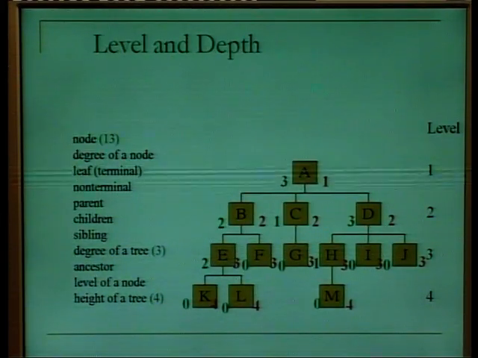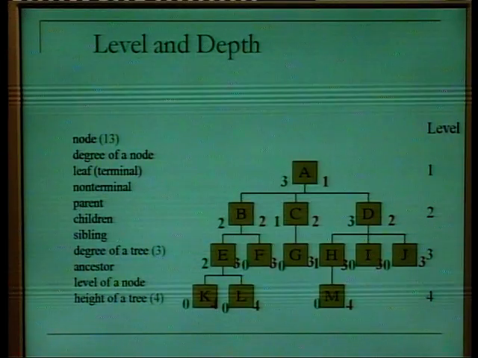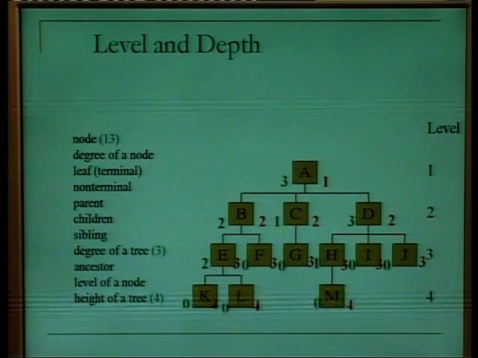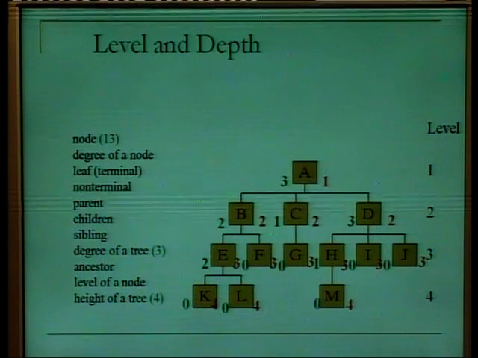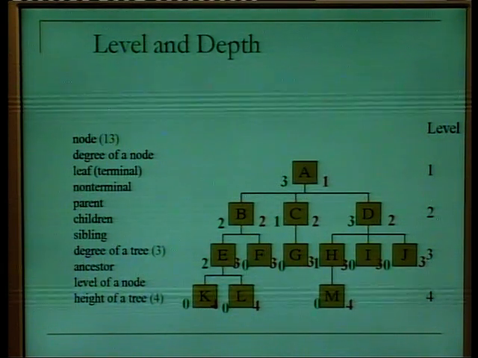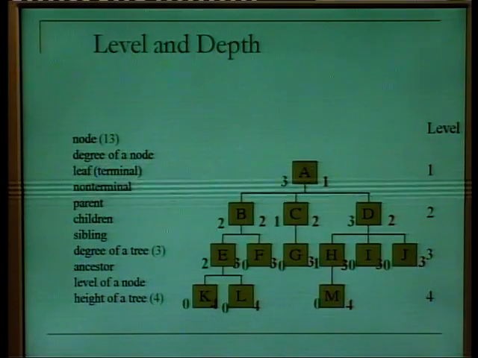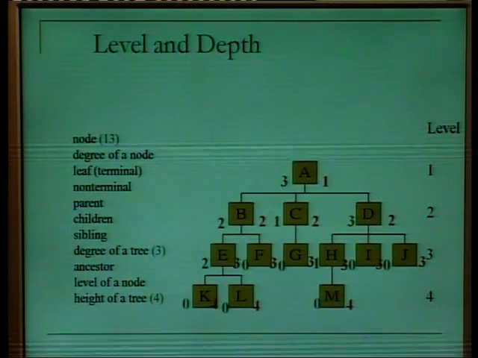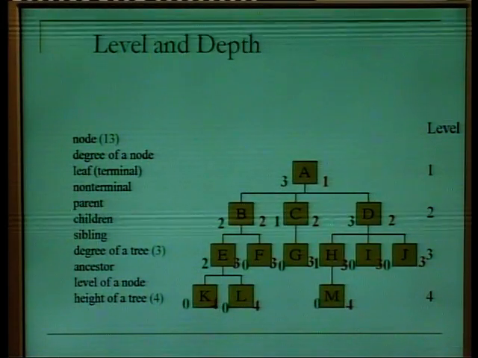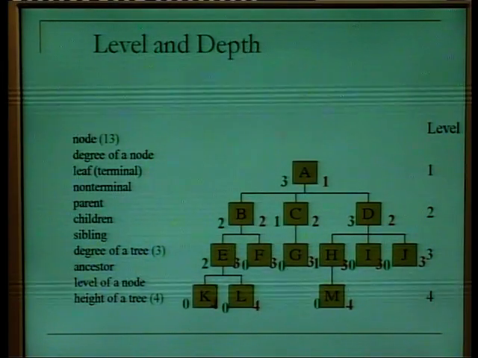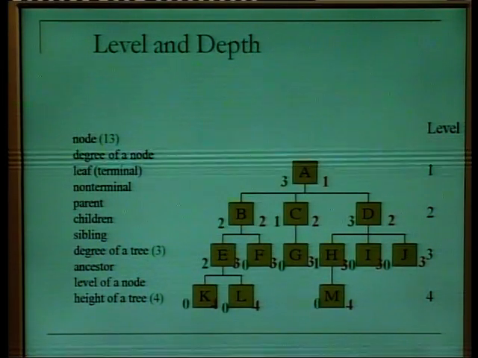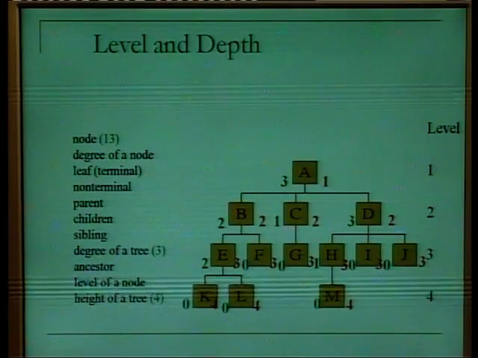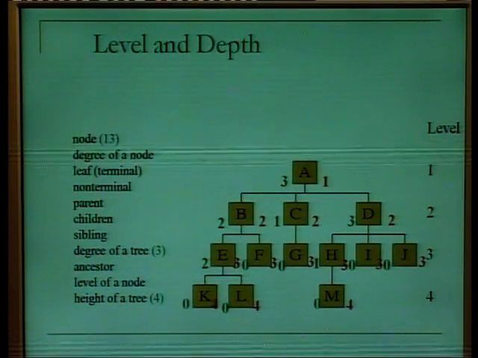Now we will discuss a few common things about the tree. Levels, like levels and depth. In the given tree there are 13 nodes. Node is a single value, or you can say a single point. We can count in this given tree nodes A, B, C, D, E, F, G, H, I, J, K, L and M. These are the nodes of this tree. There A is the root of this tree. Now we will discuss in coming slides degree of node, leaf node, non-terminal, parent, children, what are the siblings, what is the degree of tree, ancestors, level of the node and the height of a tree.